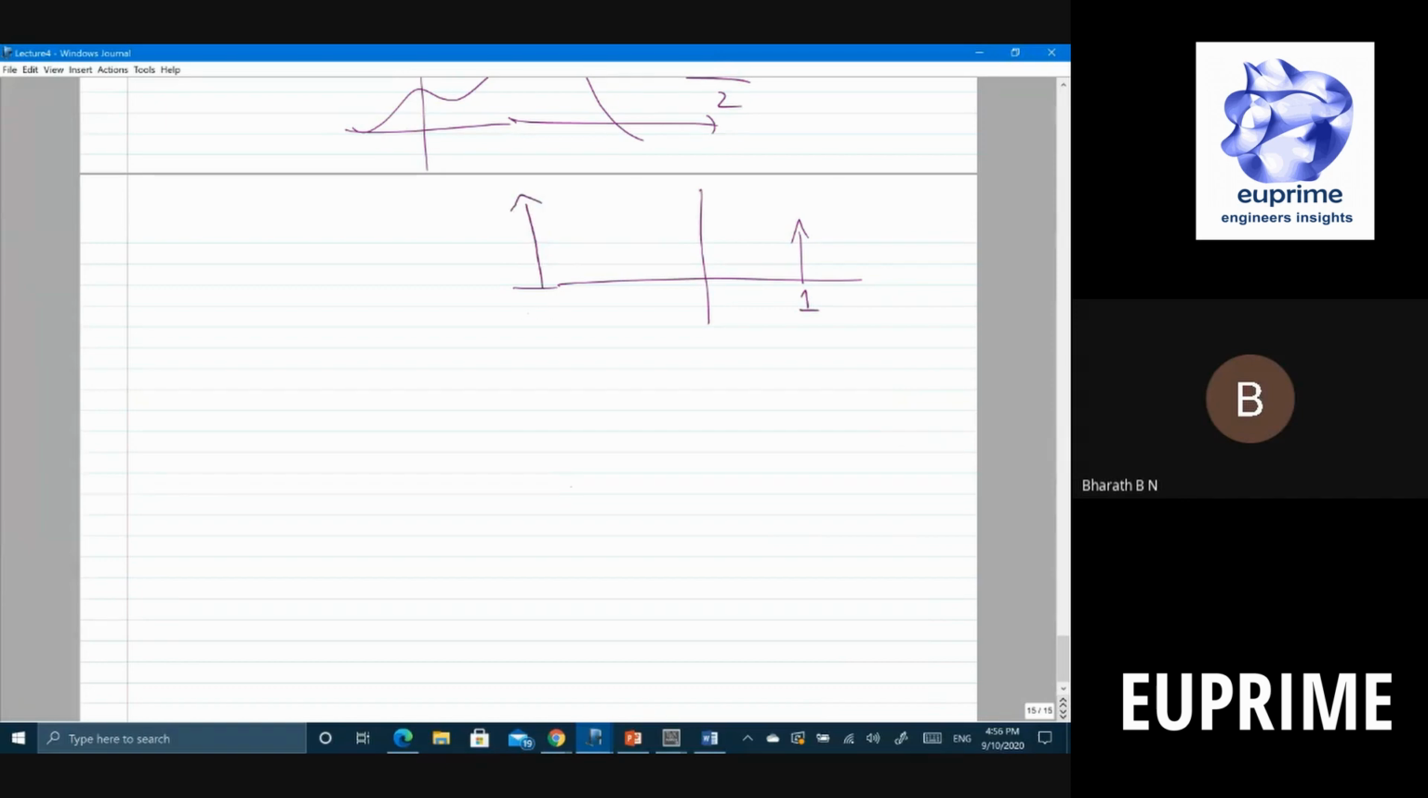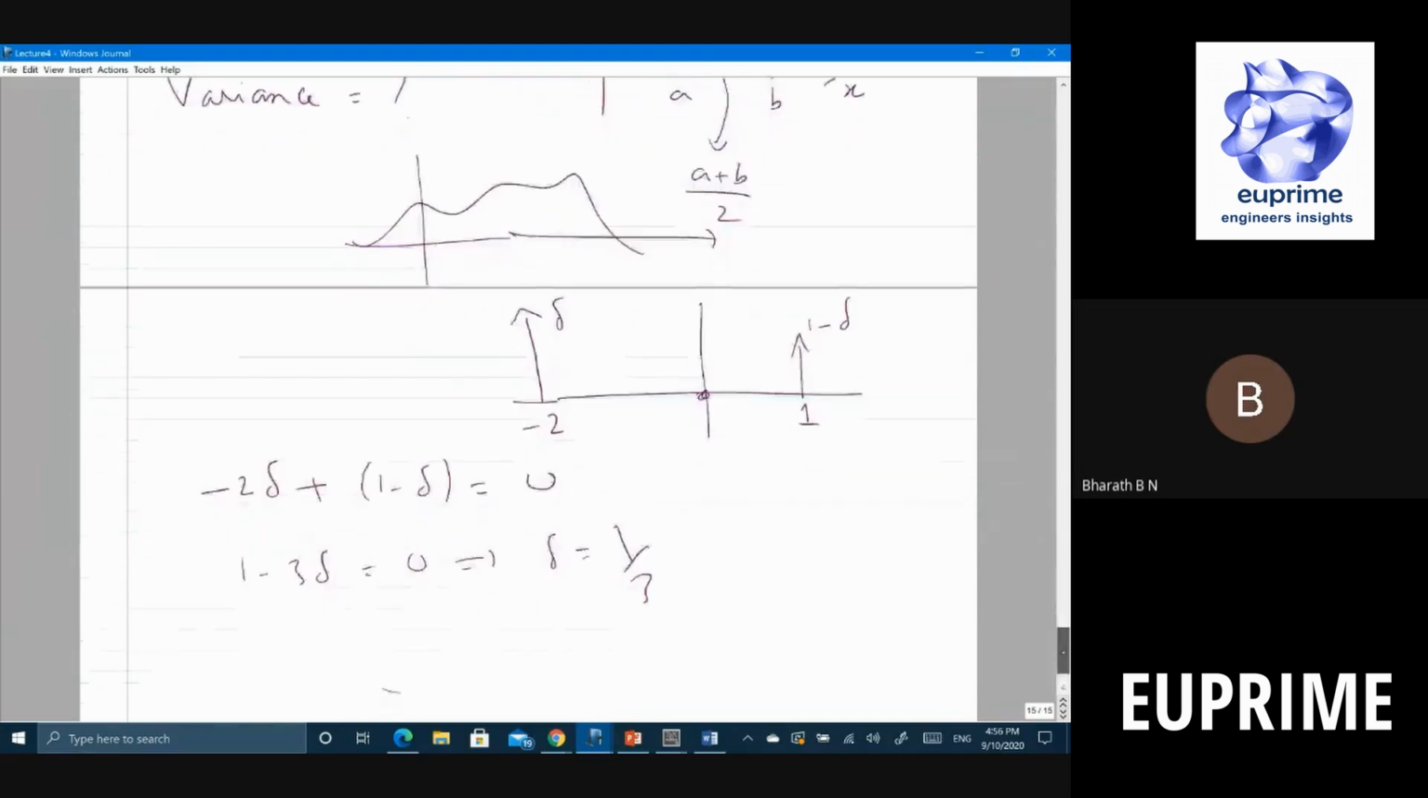Okay, so for example, -2, right? This is let's say some delta. This is 1 minus delta. I can always pick -2 delta plus 1 minus delta. I want this to be 0. So 1 minus 3 delta is 0. So this means delta is 1 by 3, right? Is that correct? Yeah, that's what I did. I constructed this problem. Yeah. So that means, I'm sorry, you cannot say that it is symmetric around 0, right?